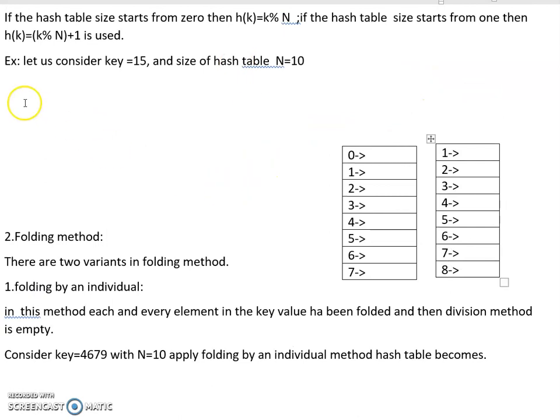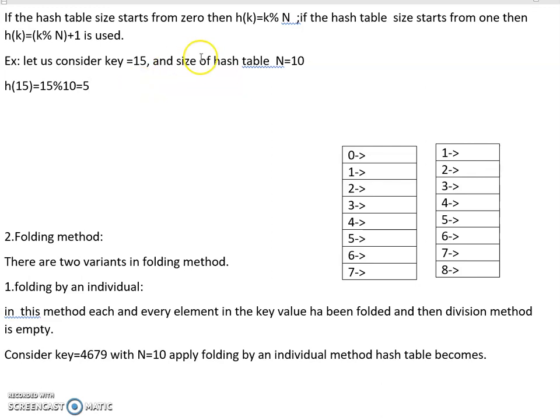After changing, now solve this problem. Here key equal to 15. That means h of 15. H of 15 is equal to k modulus n first. If index starts from 0, k modulus n, that is 15 modulus n. N equal to 10 here, so 15 modulus 10, which is equal to 5.